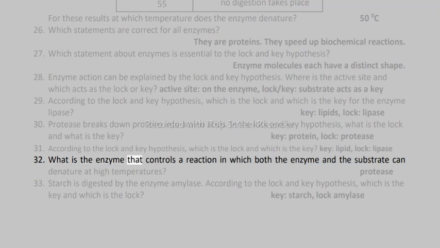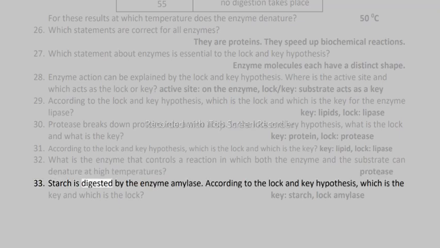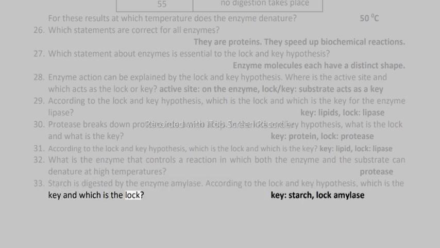32. What is the enzyme that controls a reaction in which both the enzyme and the substrate can denature at high temperatures? Protease. 33. Starch is digested by the enzyme amylase. According to the lock and key hypothesis, which is the key and which is the lock? Key, starch; lock, amylase.